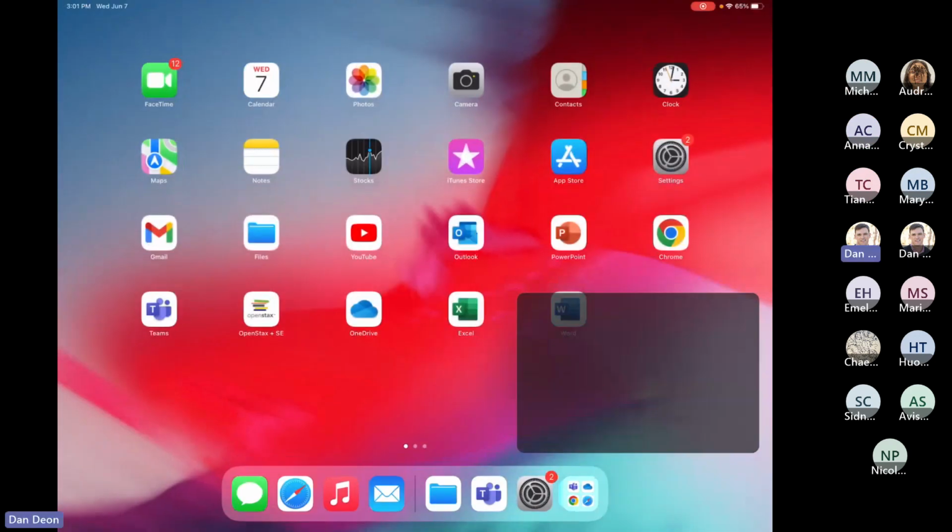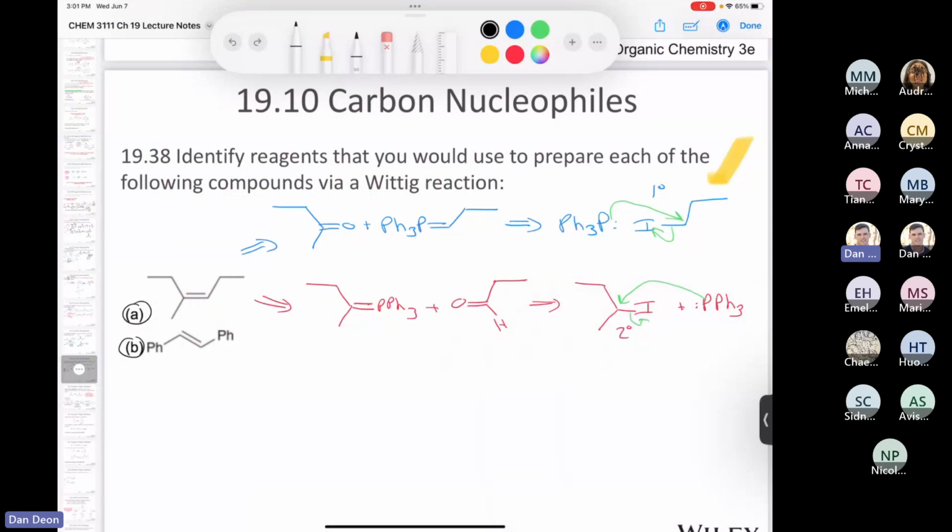All right, so where we left off was looking at question 19.38a. We had all agreed that the route in blue was the best method to do the chemistry. And so now we want to set the whole thing up. So we're going to start with our primary alkyl halide, which is 1-iodopropane, and we're going to treat that with triphenylphosphine.